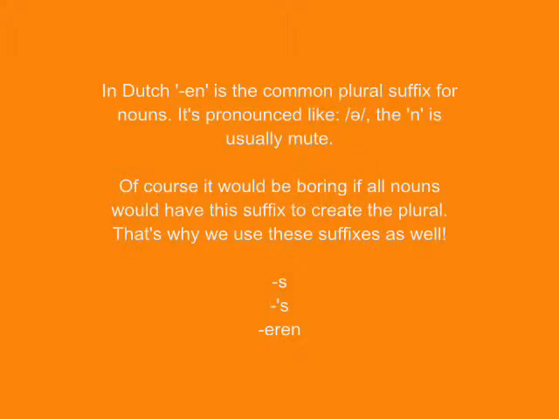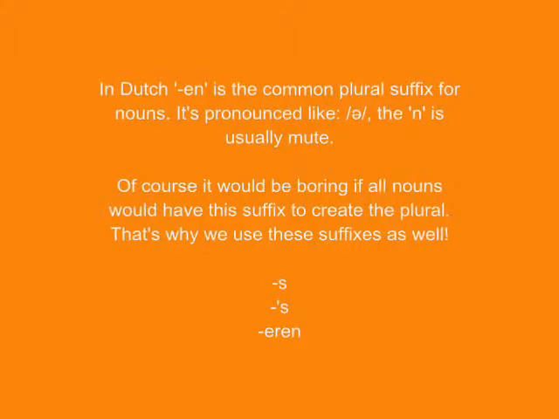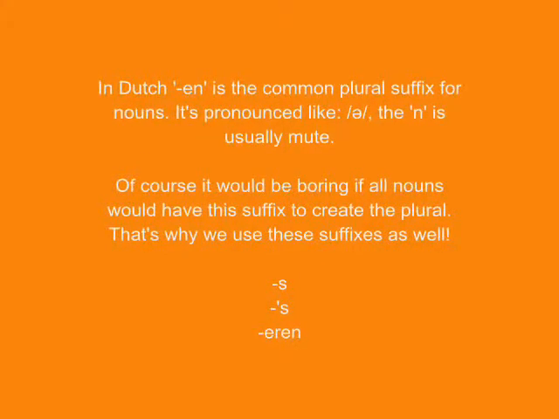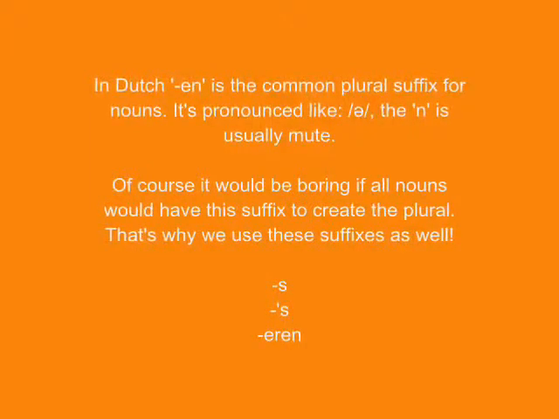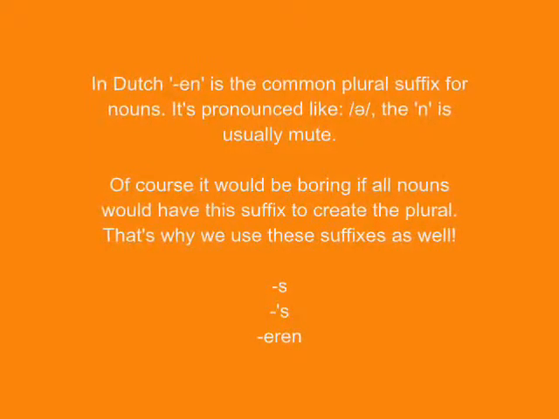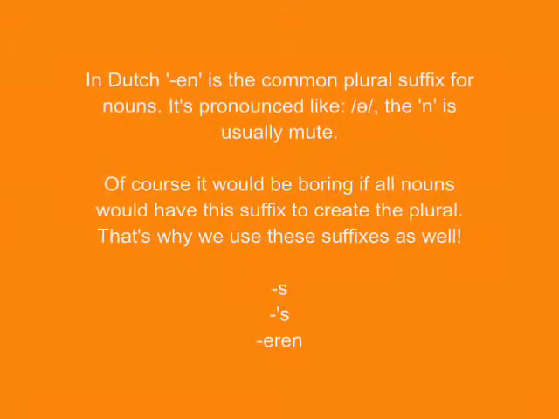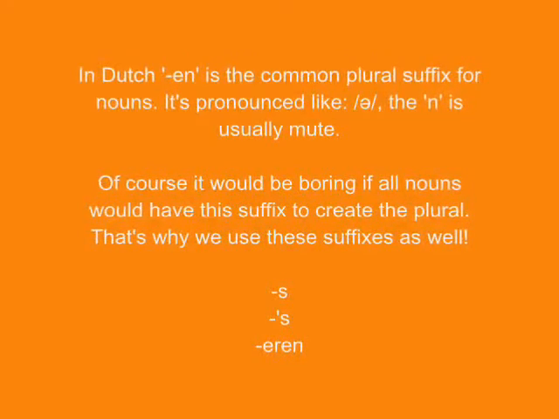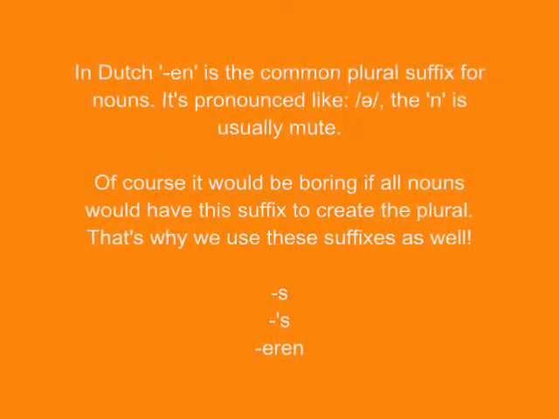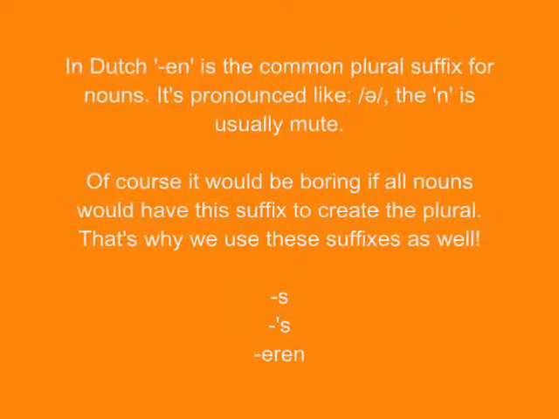In Dutch, en is the common plural suffix for nouns. It's pronounced like e. The n is usually, but not always, mute. Of course, it would be boring if all nouns would have this suffix to create a plural. That's why we use these suffixes as well. S, apostrophe S, eren, eren.